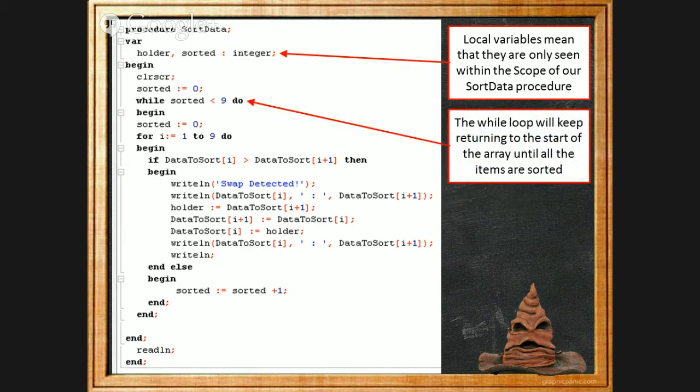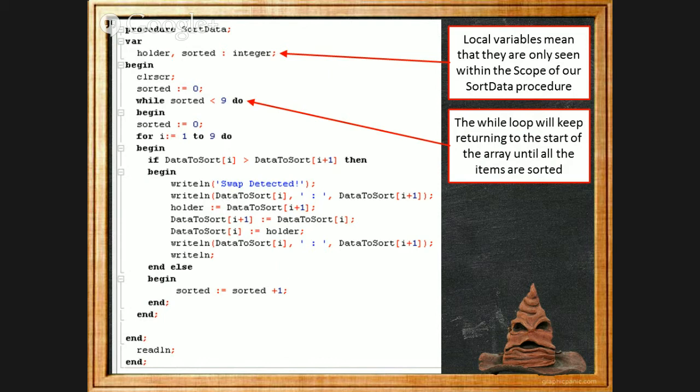So the next bit, once we know that we've got this while loop that will keep running until everything is sorted, we want to know, and this is the important bit about bubble sort, if data to sort I — so data to sort is our array — I've been talking about n in our previous one, but we're using for I equals 1 to 9. So if data to sort I is more than I plus 1, then we need to swap them.